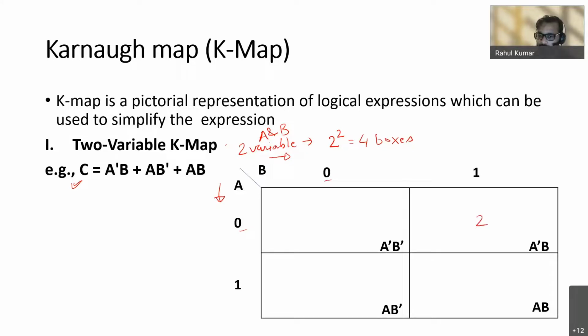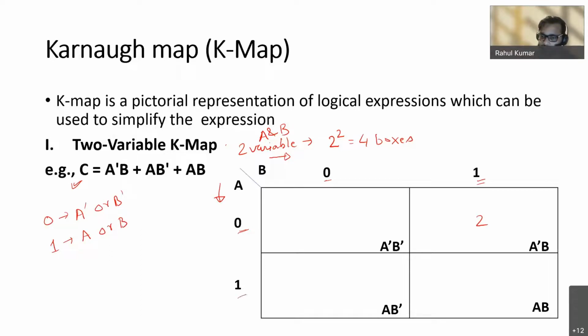For the second block, the value of A is 0 and the value of B is 1, right? So A is 0, that means A dash, and the value of B is 1, that means B, right? So if you have 0, you would write it as A dash or B dash, and if it is 1, you would write it as A or B, depending on what is the value of A, right?